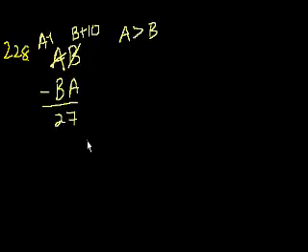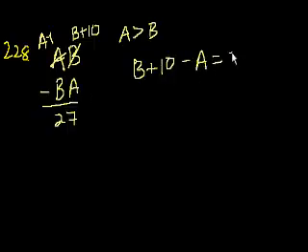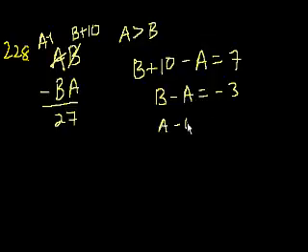So what could we say? We could say that B plus 10 minus A is equal to 7, which tells us that B minus A is equal to minus 3. And that's essentially what they are asking for. They want to know by how much the two digits differ. Well, B minus A is equal to minus 3. That's saying that A minus B is equal to positive 3, if you just multiply both sides by negative 1. Or you could say that the absolute value of B minus A, or how much they differ, is equal to 3.